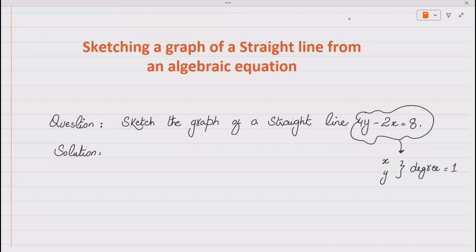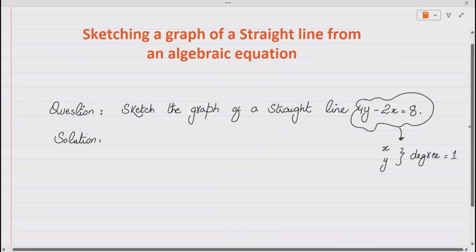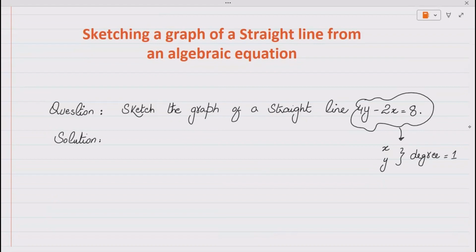Okay, now to make the graph of this line, we have to first find the intercepts of this equation. So our first step is to write our equation, 4y minus 2x equals 8. Now, the first thing we have to do is to find the intercept of this line. So first of all, what do we mean by intercepts? Intercepts mean the point.